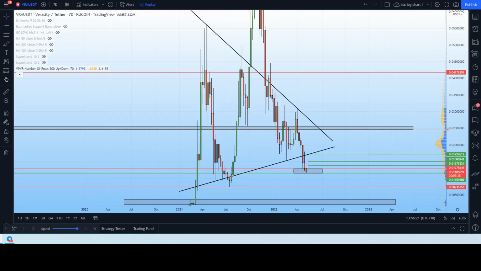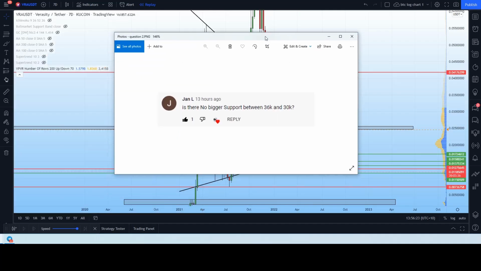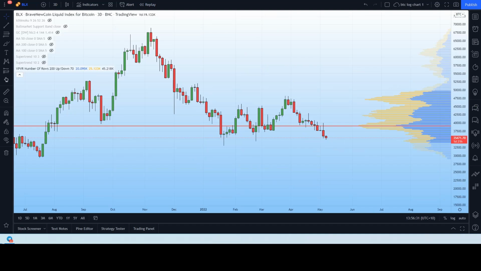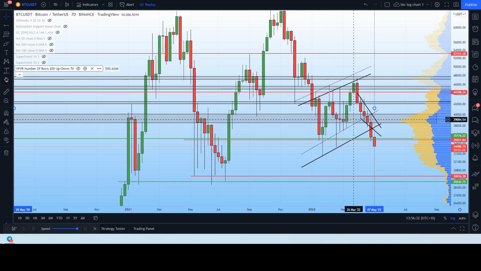Let's go ahead and take a look at the second question, which is from Jan. He says, is there no bigger support between 36K and 30K? And he is referring to the Bitcoin chart. So let's take a look.